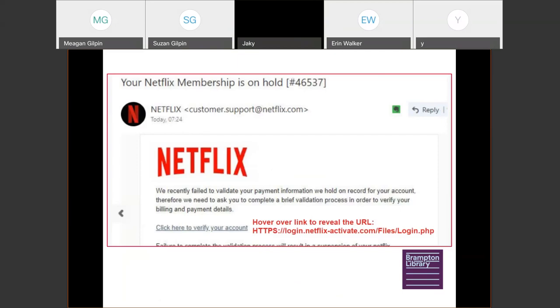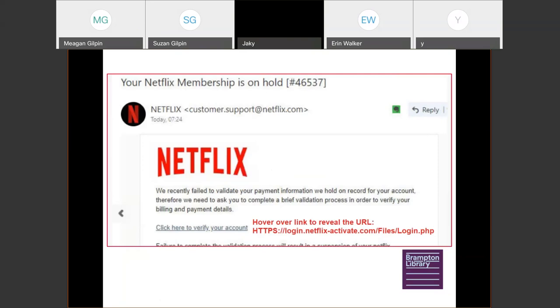It uses what we would call a lookalike URL. It has netflix.com in it, but it's actually not a legitimate link. It will take you to a fake Netflix webpage that looks very much like the real thing, very difficult to tell whether or not it's legitimate or fake. And it will ask you to enter in your login and your billing address and credit card information.